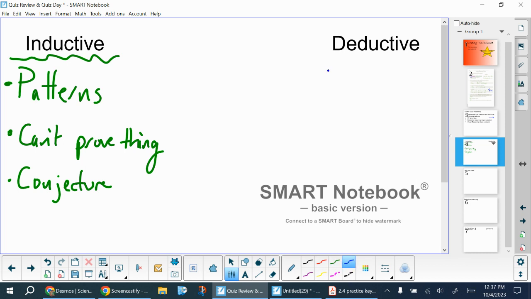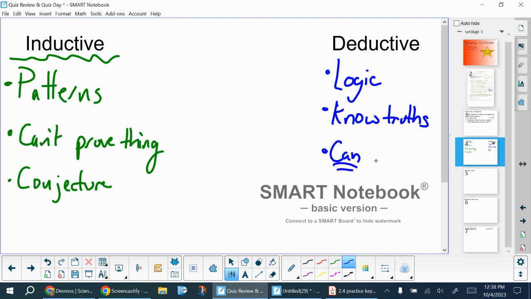With deductive reasoning, the thing that you're looking at is logic and known truths, is kind of the word we like to say. So you're allowed to use logic, like if this is true, then this is true, and you're allowed to use things that we know as fact. This is the one that you can prove things with. This is how mathematicians prove that things are true about the world.